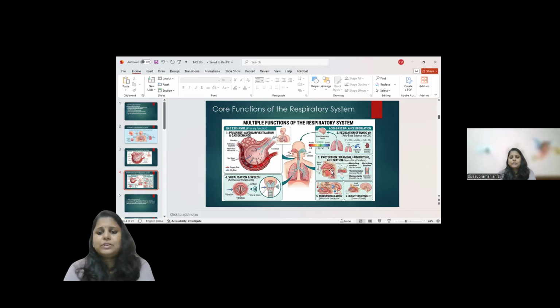The third one is protection. It acts as protection through warming, humidifying and filtration. Like when the air enters the nasal passage, we have hair-like structures where the filtering takes place. Then vocalization and speech: the respiratory system, mainly the larynx, is helpful for facilitating speech when the airflow passes over the vocal cords. The fifth one is thermoregulation. Minor heat loss takes place, which is helpful for thermoregulation in our body. Then olfaction, which is helpful for the sense of smell. So these are the core functions of the respiratory system.